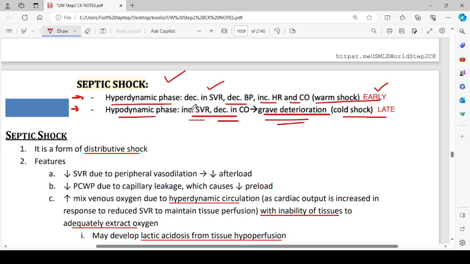So in septic shock there are two phases. First one is hyperdynamic, when there is massive vasodilation and the heart is pumping its best, and the heart rate and cardiac output are increasing, and that is going to lead to warm shock. Then in the late phase, systemic vascular resistance starts increasing, and that will lead to a decrease in the cardiac output, and that will lead to grave deterioration, and then the septic shock becomes the cold shock.